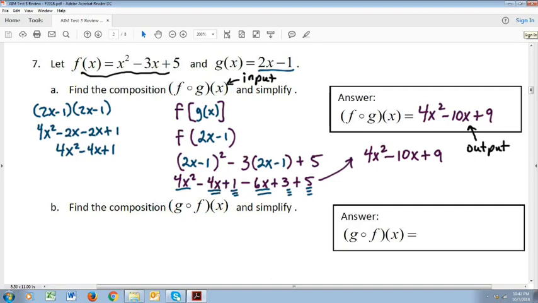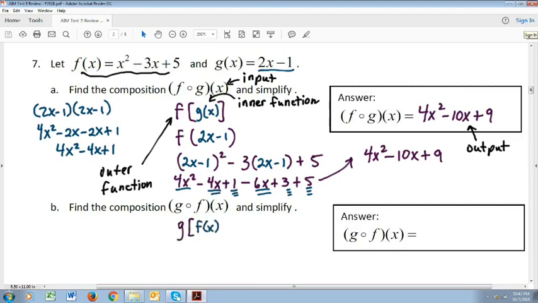The other thing I wanted to point out here is the g of x here is what we call the inner function. That's the function that I'm plugging into the f function, or into the other function. So we start with that function, we call that the inner function, which would make f the outer function. Alright, let's move on to B now.